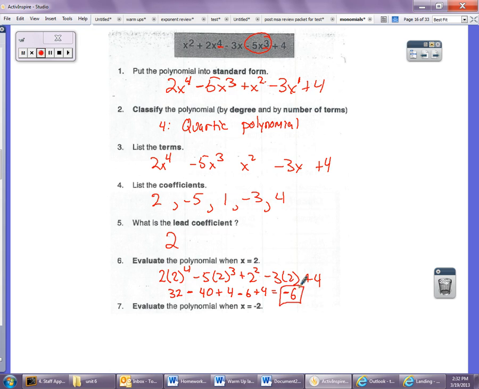And then to evaluate for negative 2, we have 2 times negative 2 to the fourth minus 5 times negative 2 to the third plus negative 2 squared minus 3 times negative 2 plus 4. Well, negative 2 to the fourth is 16 times 2 is 32. This is going to be negative 8 times negative 5, which is plus 40. Negative 2 squared is 4. Negative 3 times negative 2 is plus 6 and plus 4. So we have 72 plus 4, which is 76, plus 6, which is 82, plus 4, which is 86.